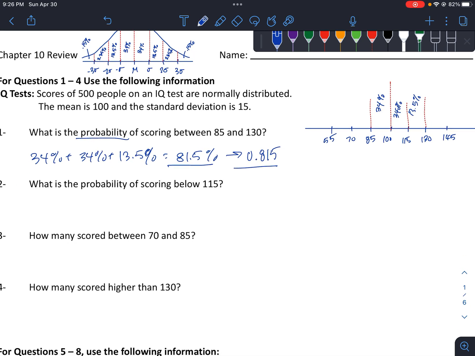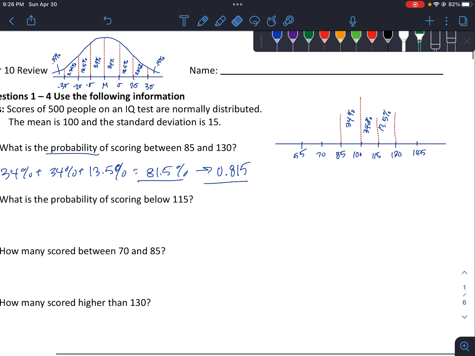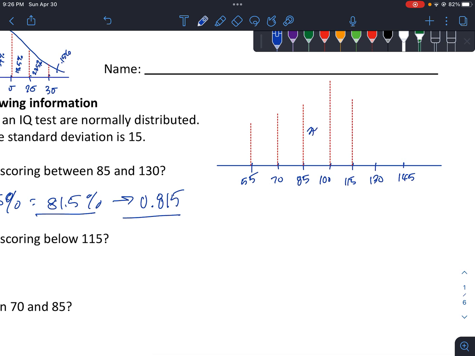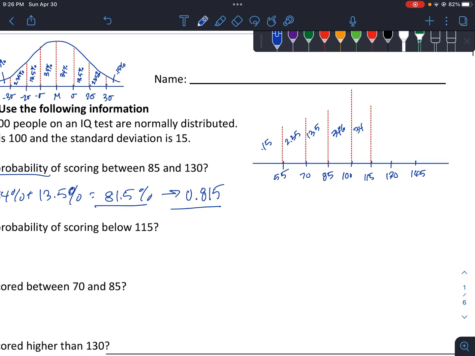Next one. What is the probability of scoring below 115? I'm going to make a line at 115 and add up everything below that. Since this was the mean right here, and these are all a standard deviation, if this was the mean, this would be 34%, this would be 13.5, this should be 2.35 and 0.15. So that's everything below 115.